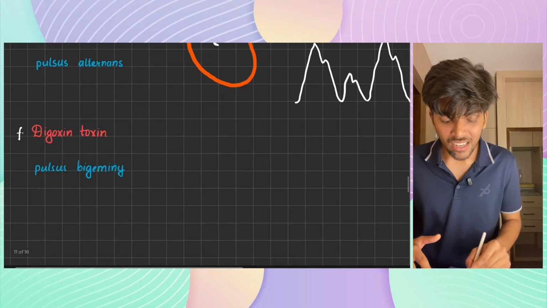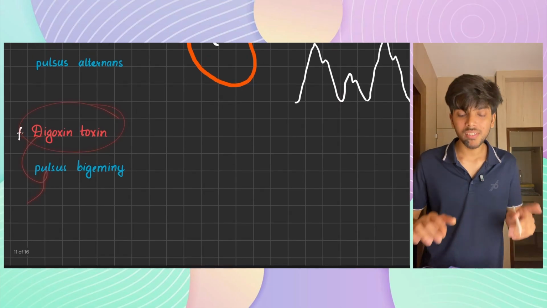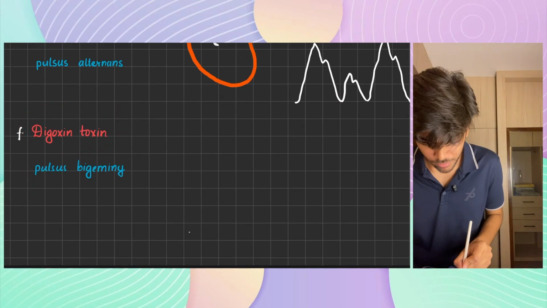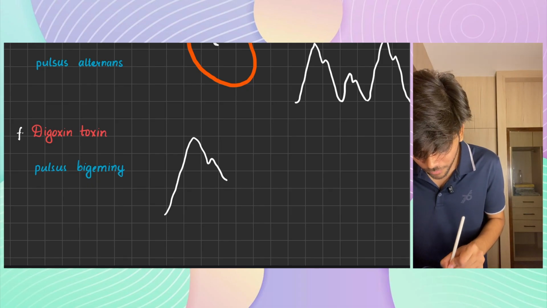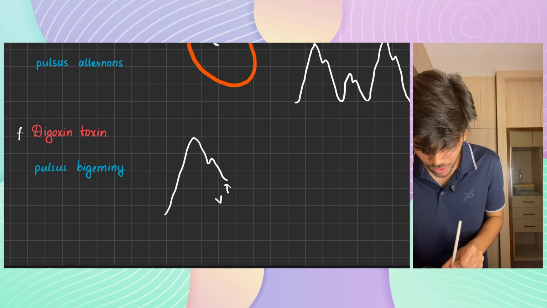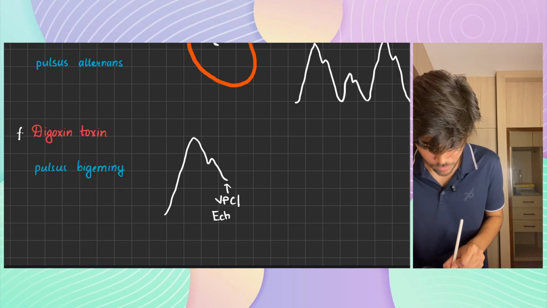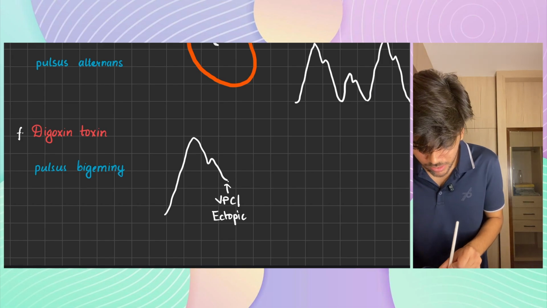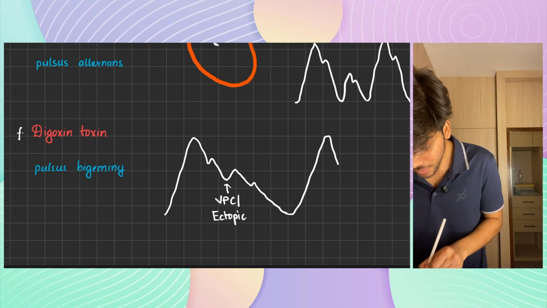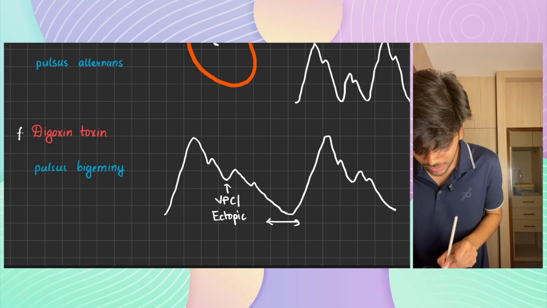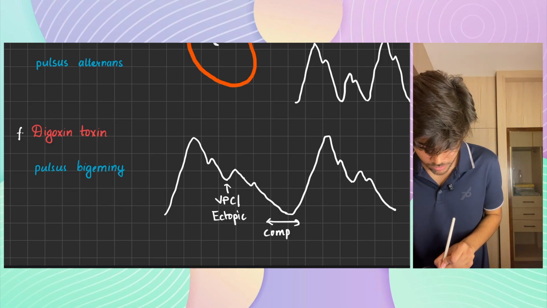Finally, you have digoxin toxicity producing pulsus bigemini. This is pulsus bigemini. So there's your normal pulse. All of a sudden, at this point, you get ventricular premature contraction or ectopic beat, which produces secondary pulse. The same thing repeats after a pause. This pause is the compensatory pause.